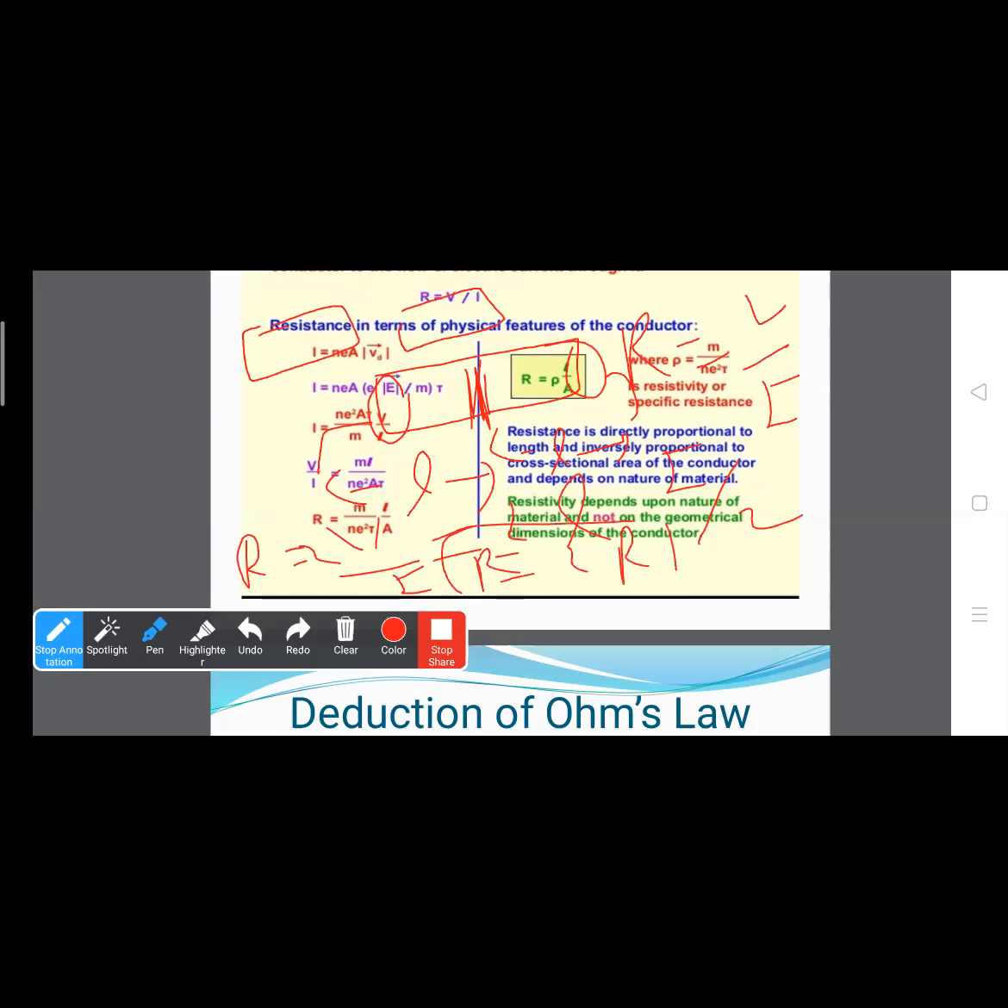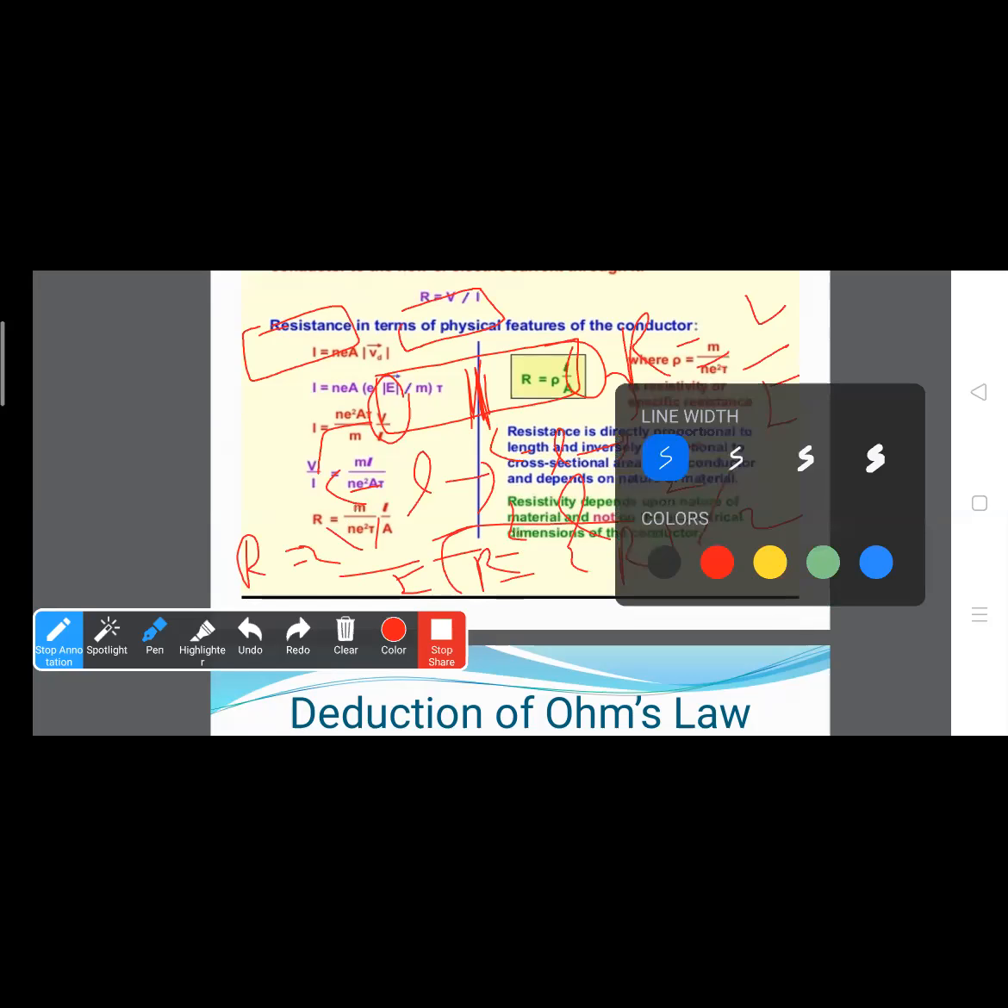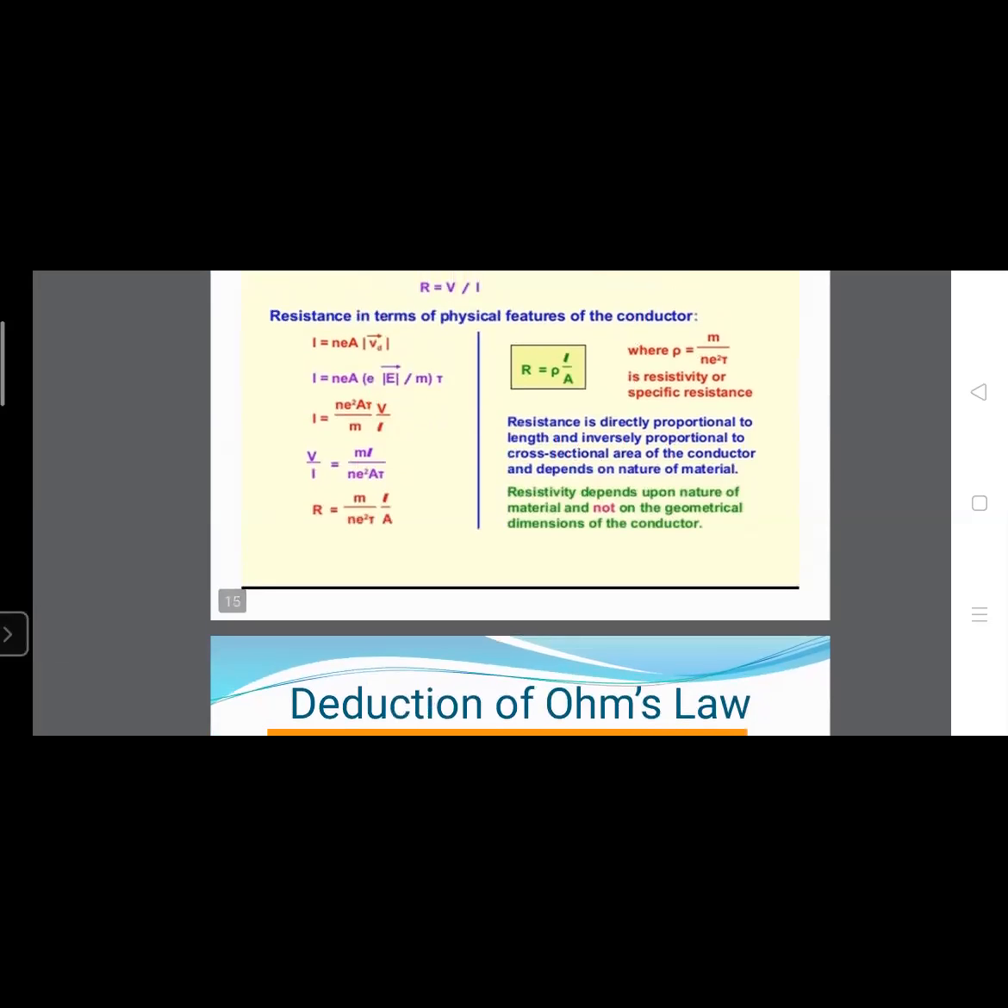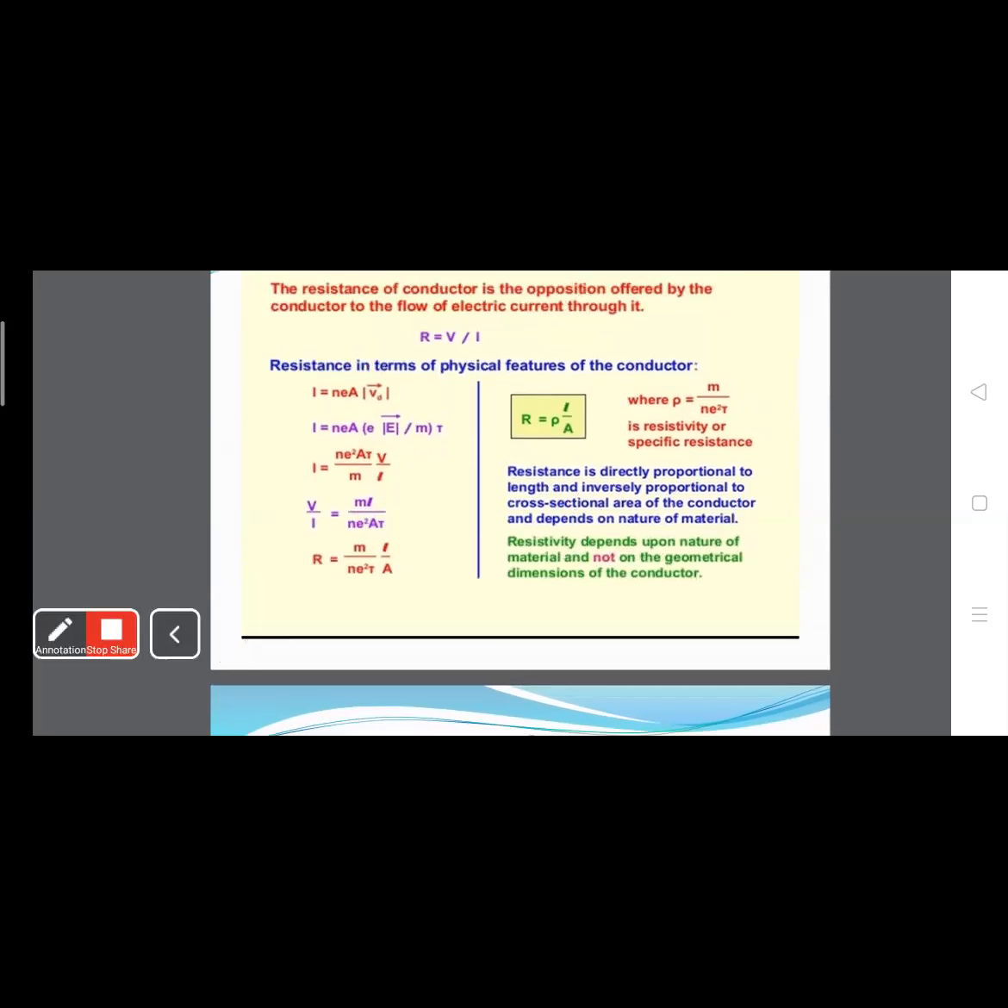Thus, on doubling the length of the conductor, the resistance also doubles. Therefore, the resistance of a conductor is directly proportional to length. I think this is clear to you. So now what about the area of cross section? Now explain it.